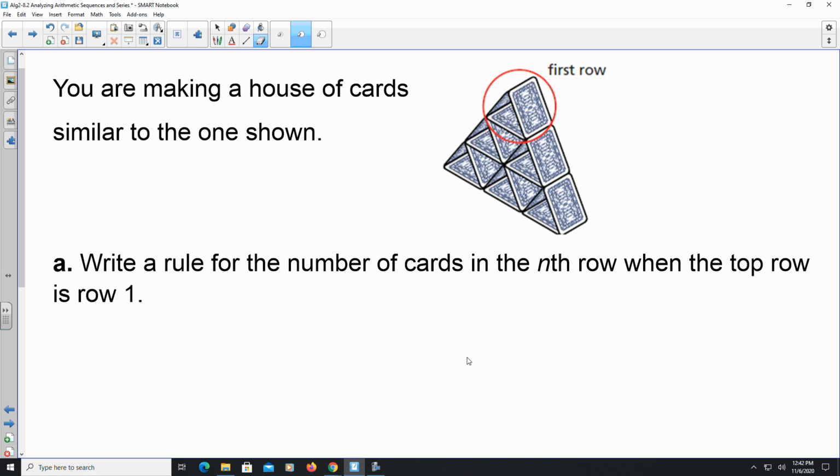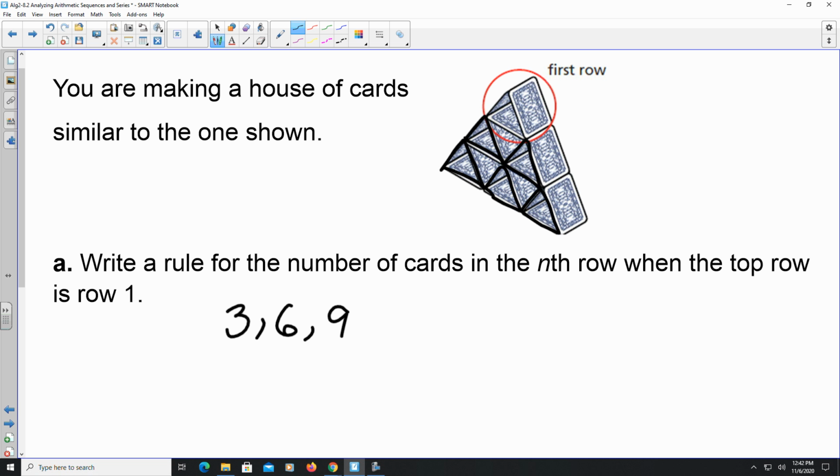So they want you to write a rule. Looking at it like this, the first row is 3 cards. The second row, it looks like you're using 1, 2, 3, 4, 5, 6. So it looks like you got 6. And then row 3 looks like you got 1, 2, 3, 4, 5, 6, 7, 8, 9. So you got 9.